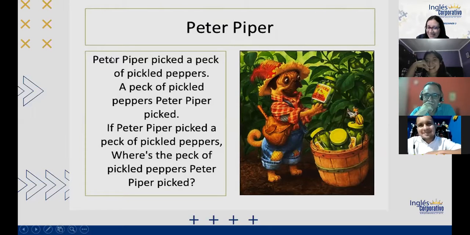Peter Piper is a character of the language, okay? Peter Piper picked a peck of pickled peppers. A peck of pickled peppers Peter Piper picked. If Peter Piper picked a peck of pickled peppers, where's the peck of pickled peppers Peter Piper picked? I already bit my tongue like four times, teacher.